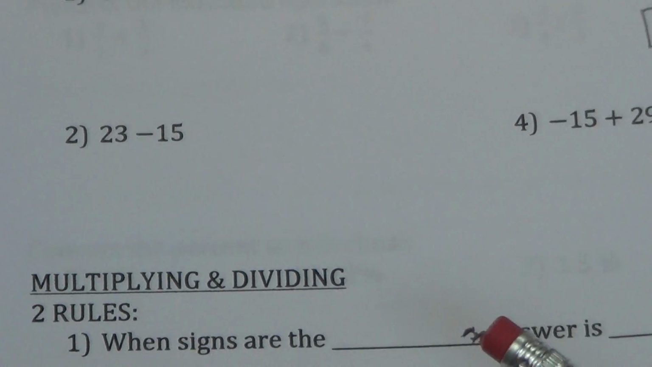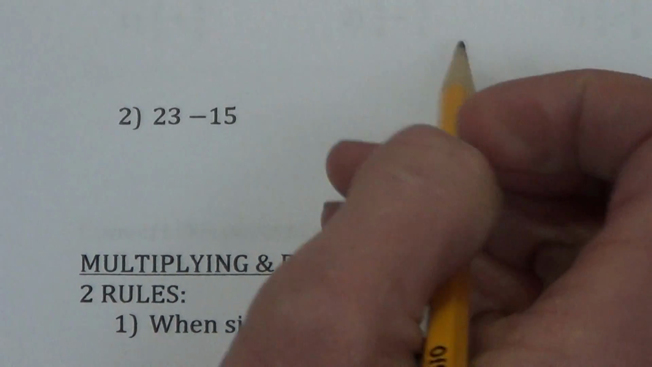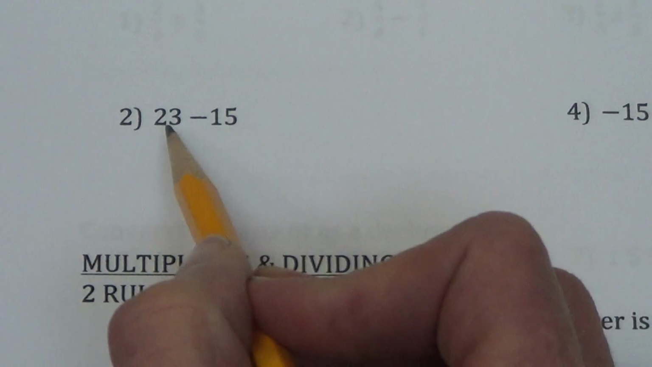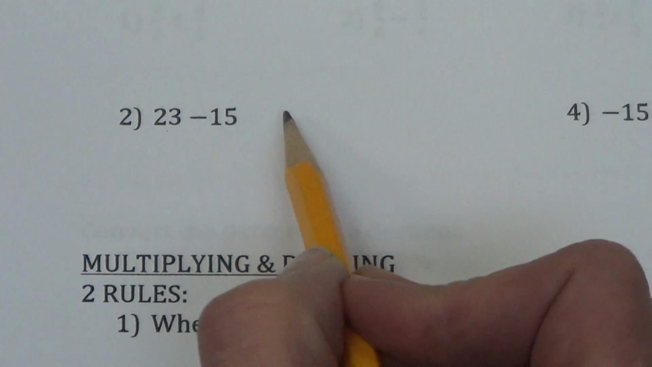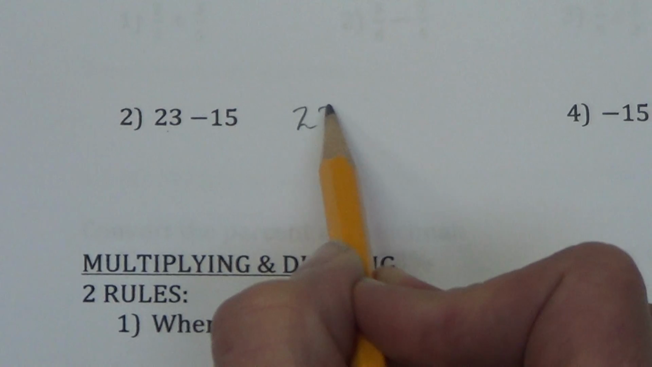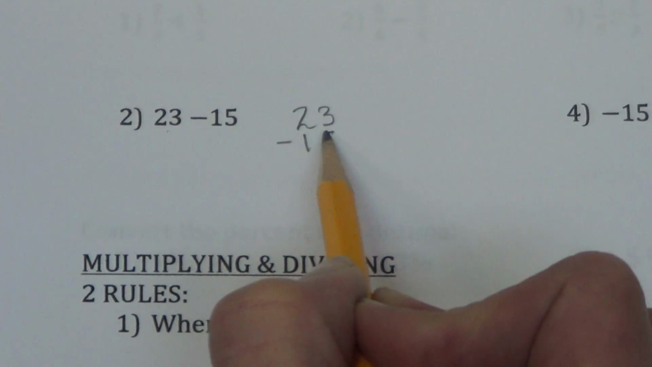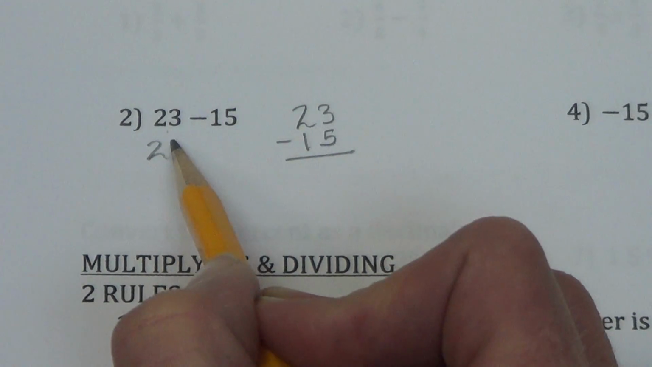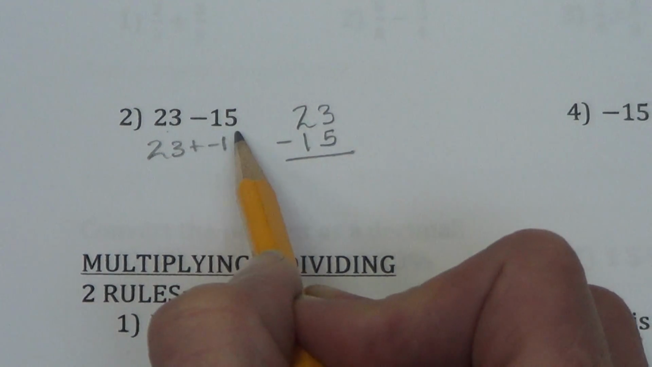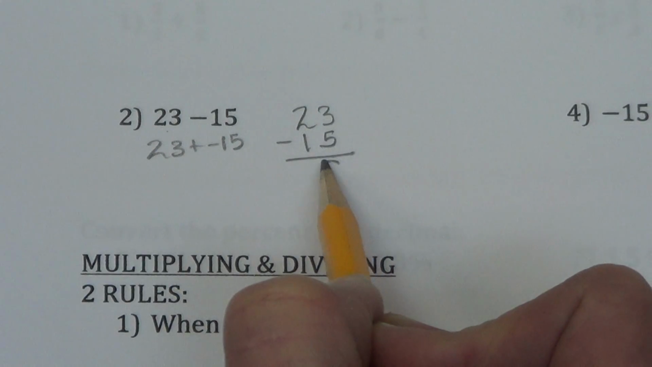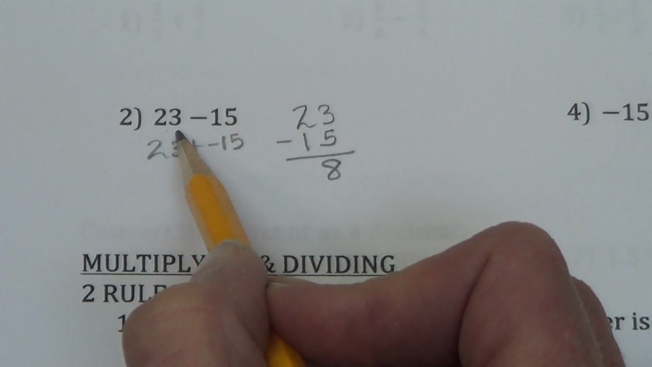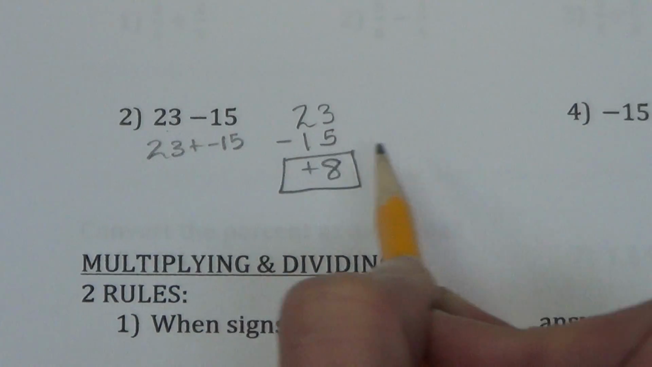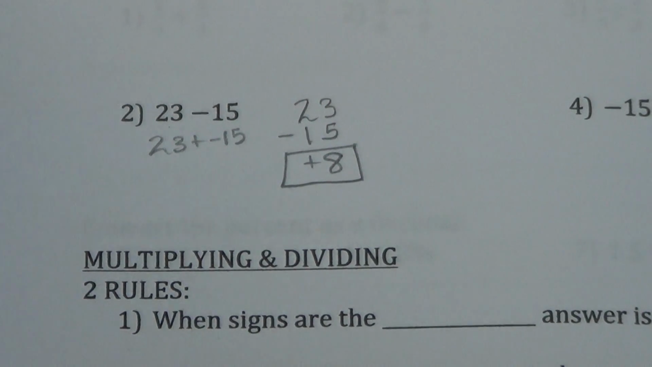Next problem. 23 minus 15. That's a negative 15 and a 23 positive. This is like what you've always done with subtraction problems. But realize that really is a negative 15. It could even be rewritten as 23 plus a negative 15. You would end up getting 8 because 23 is farther from 0. You leave it with a positive 8 answer.